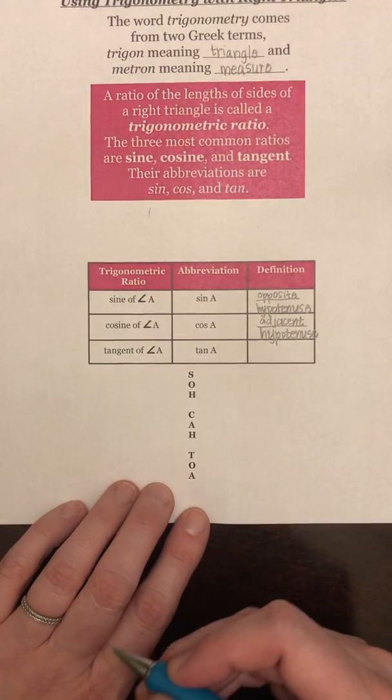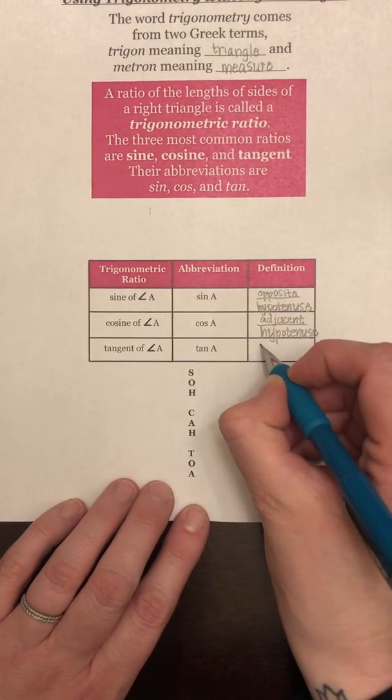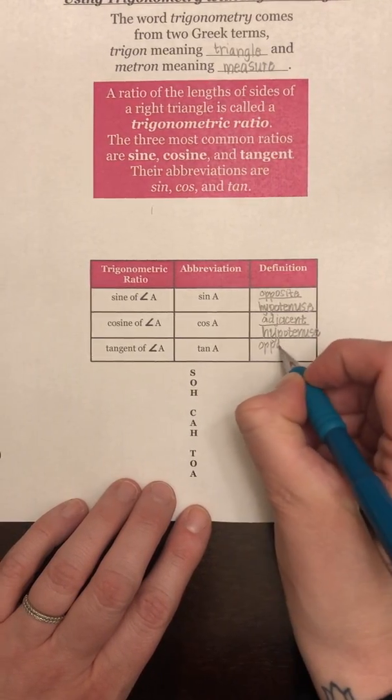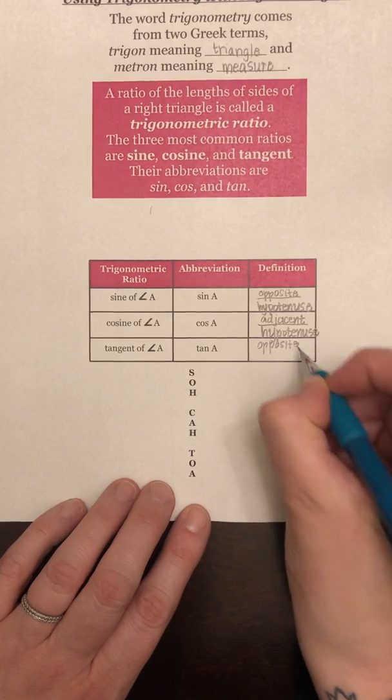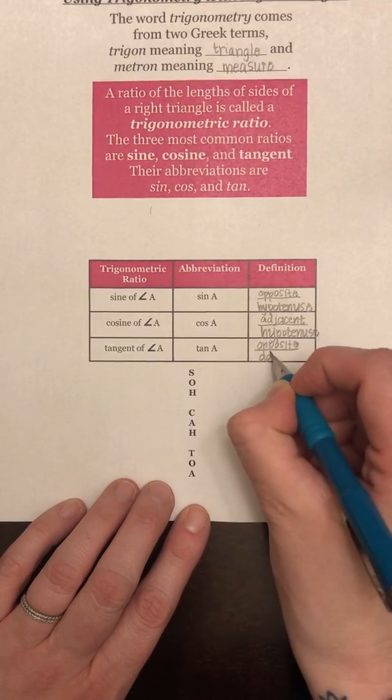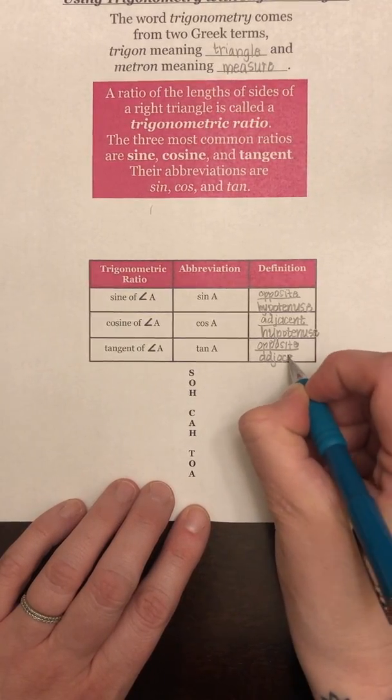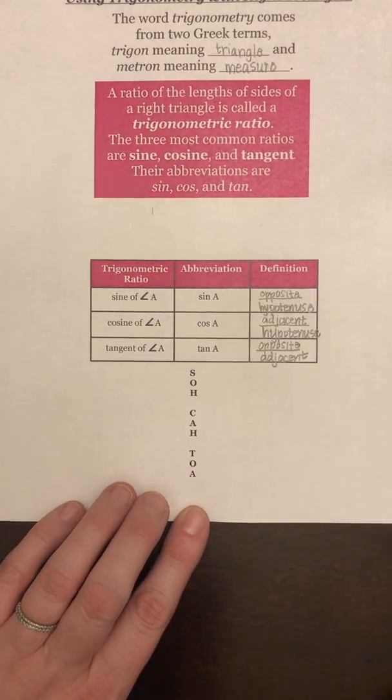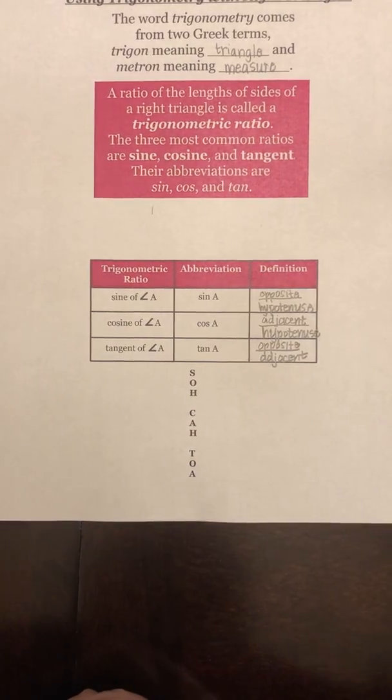And then tangent of angle A is going to be opposite over adjacent. Opposite over adjacent. So what all math teachers say is SOHCAHTOA.